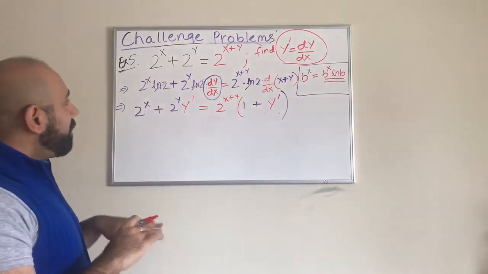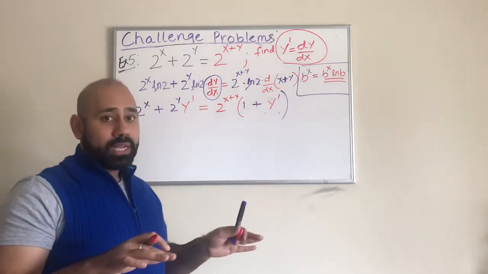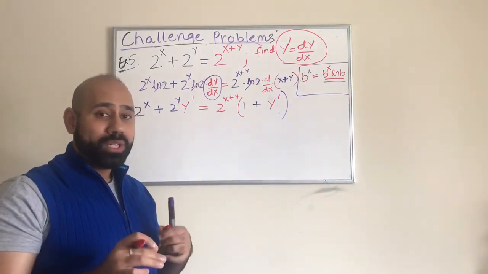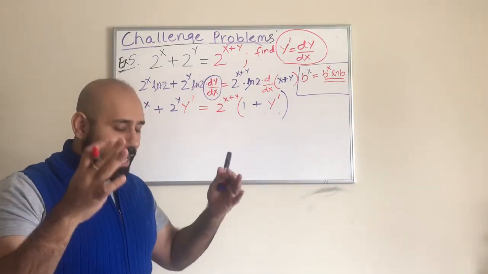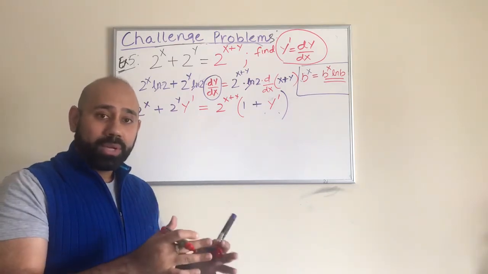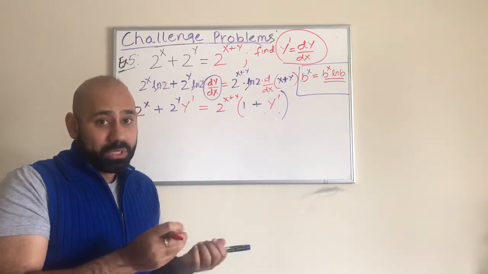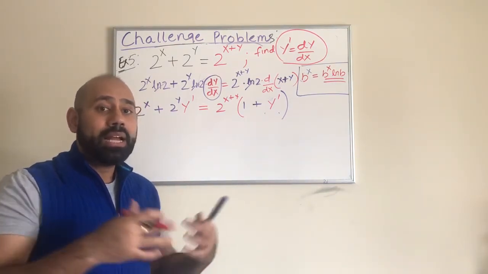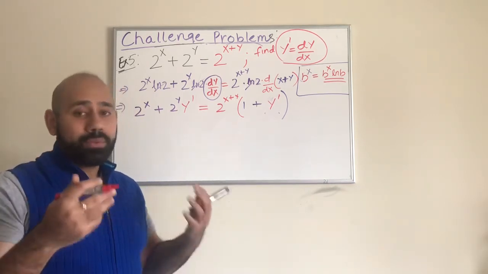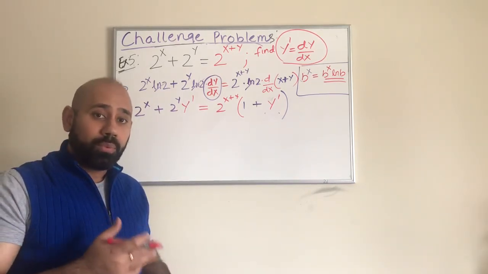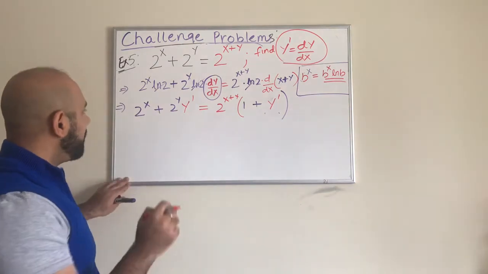Guys, at this step, we have already applied the derivative on both sides. We have executed that step. All we need to do now is isolate y primes, or bring y primes together to one side and have everything else to the other side, and solve for y prime, which is basically solving for the derivative of y with respect to x. Let's see how we can accomplish that.